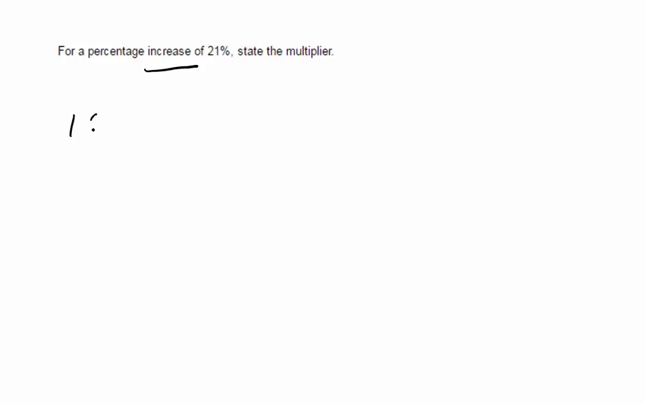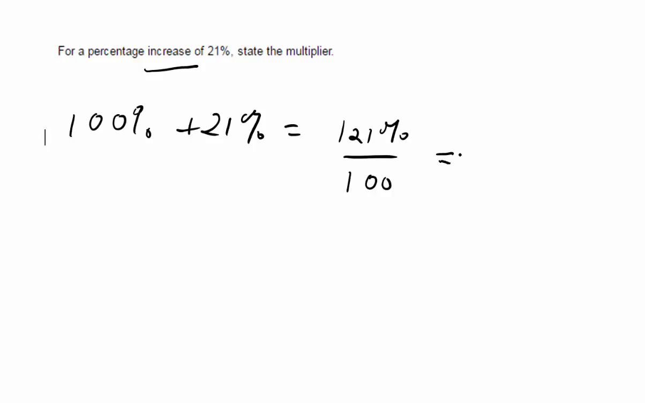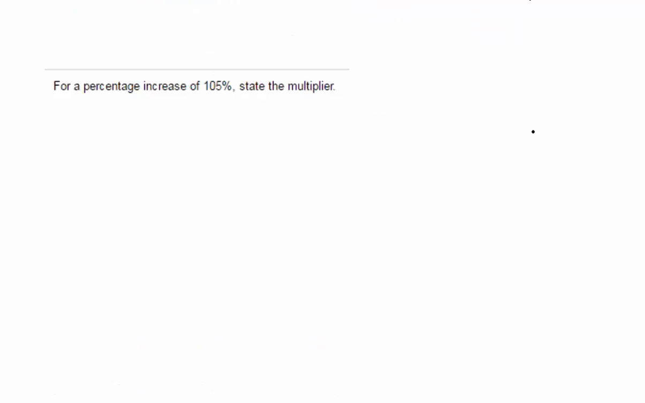We're going to start out at 100%, and then we're going to increase by 21%. And so where are we going to end up? If we add those two together, we're going to end up at 121%. And then if I divide that by 100, I'll come up with the actual multiplier, 1.21. All right, let's try another one.